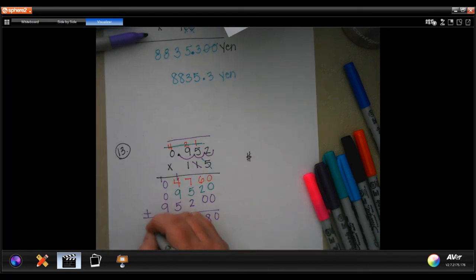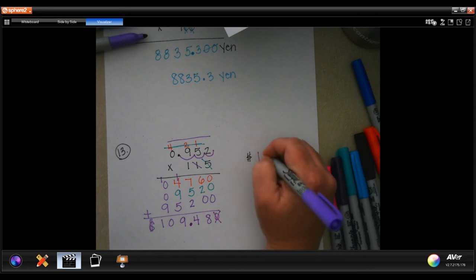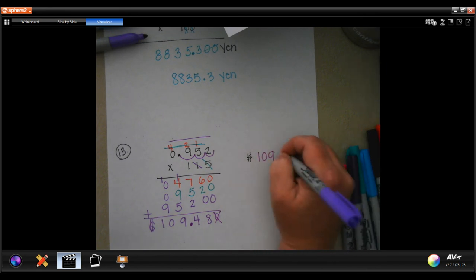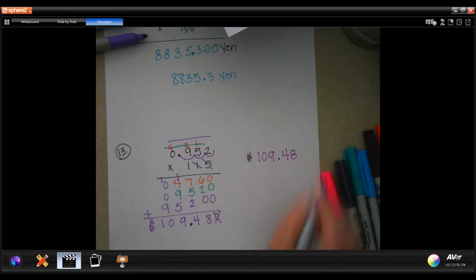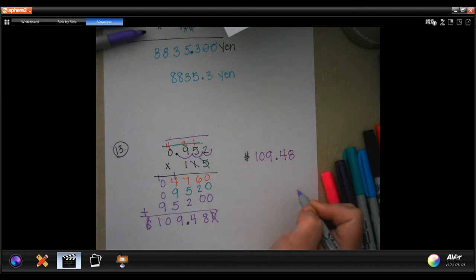Okay? So now, I have $109 and 480 thousandths of a dollar. Now, when we're dealing in US money, we don't have 3 places after the decimal. We only have 2. Okay? So that's a 0. I can just cross it off. So now up here, that camera is going to cost you $109.48.